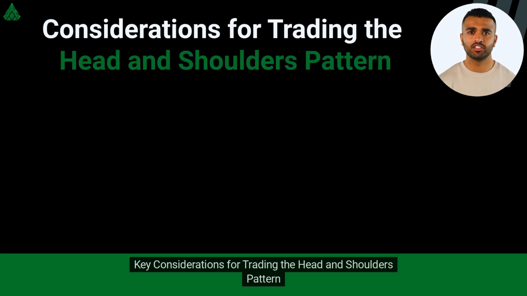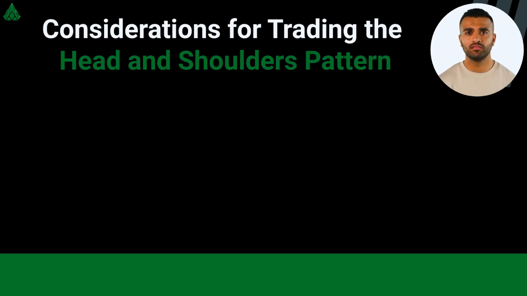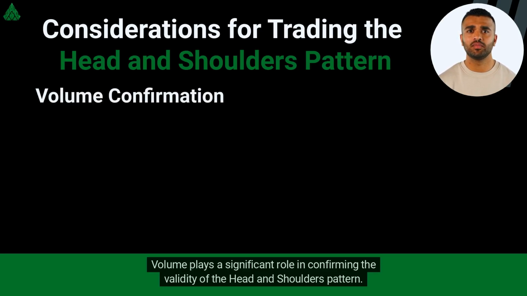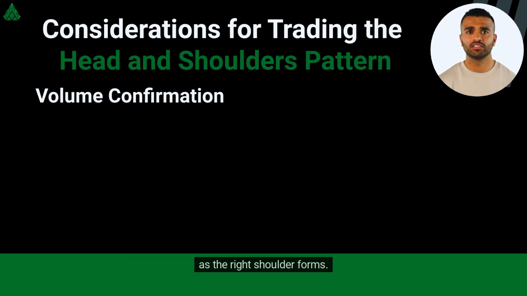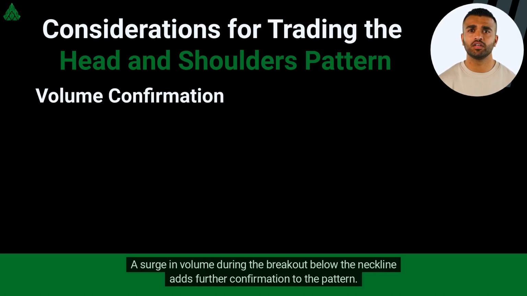Key considerations for trading the head and shoulders pattern. Volume plays a significant role in confirming the validity of the head and shoulders pattern. Ideally, the volume should increase during the formation of the left shoulder and the head, and then decrease as the right shoulder forms. A surge in volume during the breakout below the neckline adds further confirmation to the pattern.